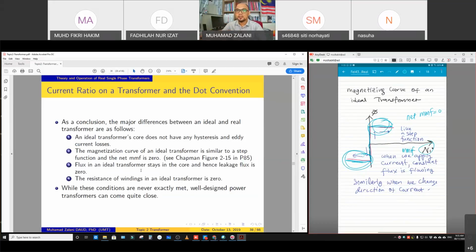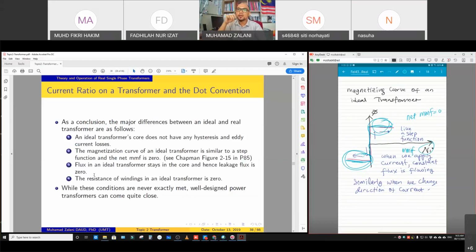Number 3, flux in ideal transformer stays in the core, hence leakage flux is 0. We don't consider the leakage flux. We assume that 100% of the flux will be confined in the core, will be flowing in the core, so there will be no leakage for the ideal transformer.